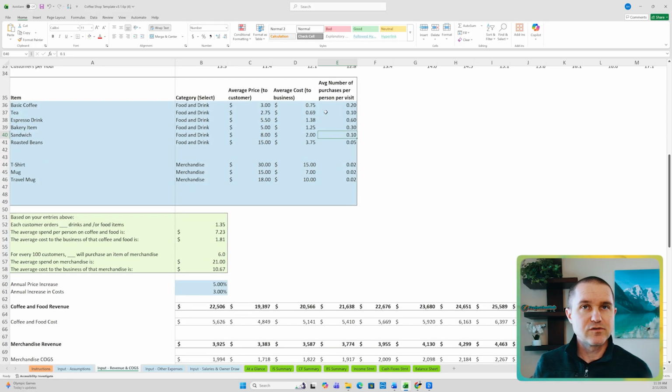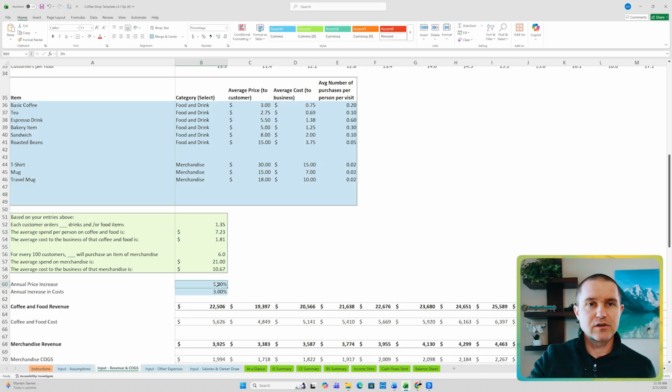And once you enter all that in, again, your gut check can be, hey, our average customer, the average spend per person on coffee and food is $7.23. So that's your average order value. Does that make sense? Does that seem reasonable? And then, again, here you can set inflation rates. Maybe we just set that to 3%.